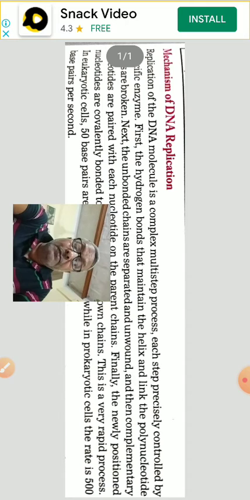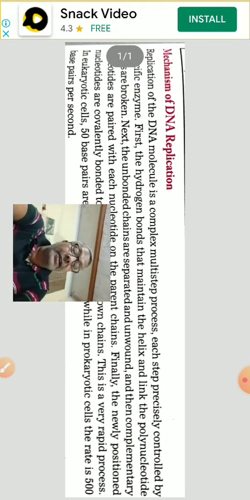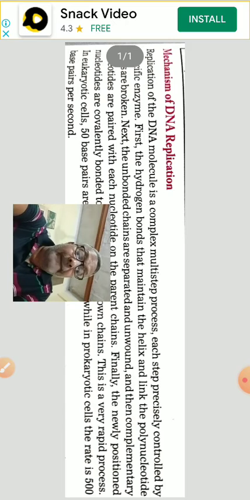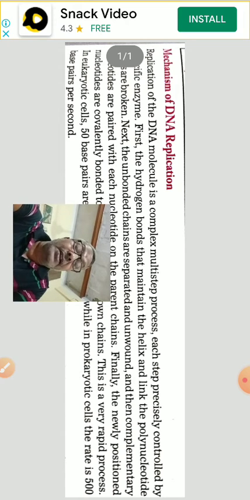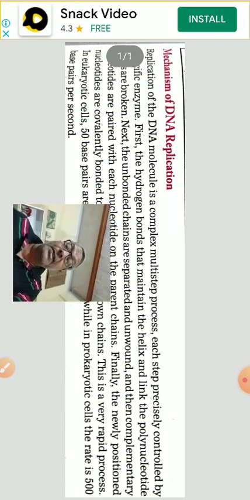Last step is proofreading and DNA repair. During DNA replication, accuracy of base pairing is essential. So it is rectified by removing the wrong base and replacing it with the correct one by repair enzymes. So in this way, the mechanism of DNA replication is completed.